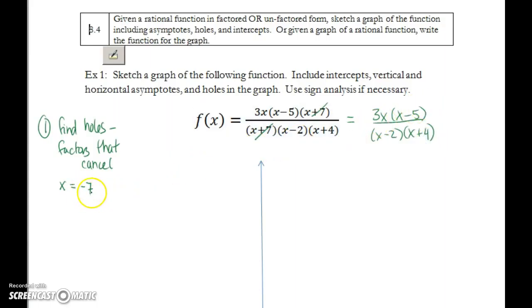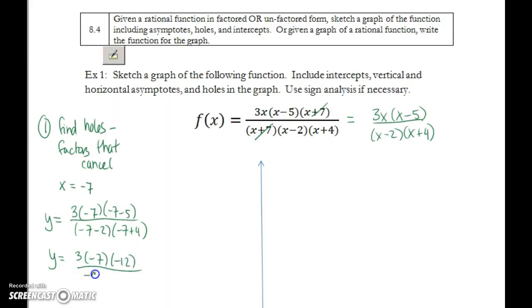How do we find the y value for that hole? How do we find any y value? We plug in our x. So to find our y value, plug in -7 for x. We have 3 times -7 times -7 minus 5 over -7 minus 2 times -7 plus 4. This works out to 3 times -7 times -12 over -9 times -3. This 3 and this 3 cancel out, leaving us a factor of -1.